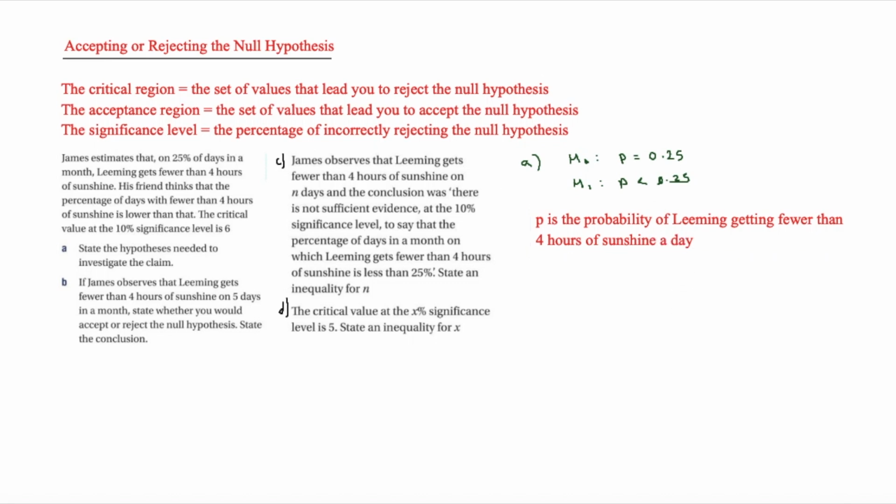Then for part B, it says if James observes that Leeming gets fewer than 4 hours of sunshine on 5 days in a month, state whether you would accept or reject the null hypothesis and state your conclusion. So this is another one which expects you to write a little bit, and we are having to look, so the critical value in this is 6. So it says at the 10% significance level, it is 6.